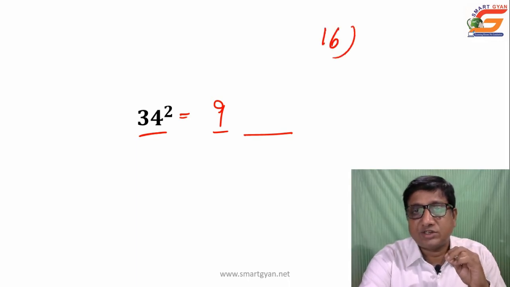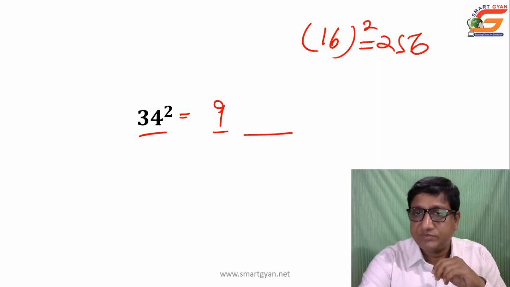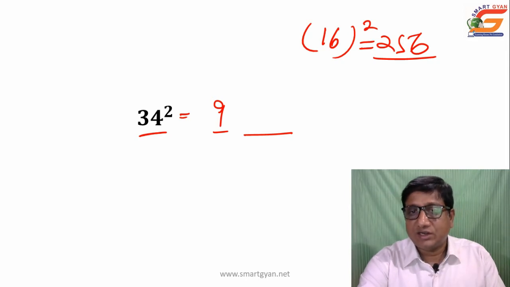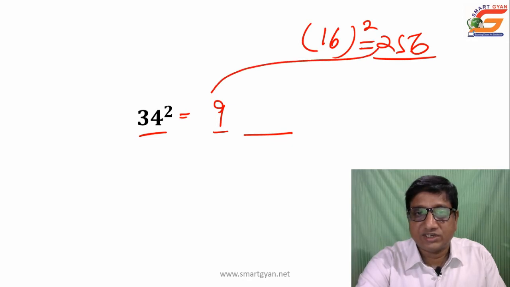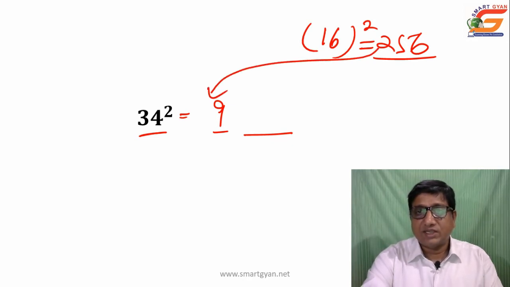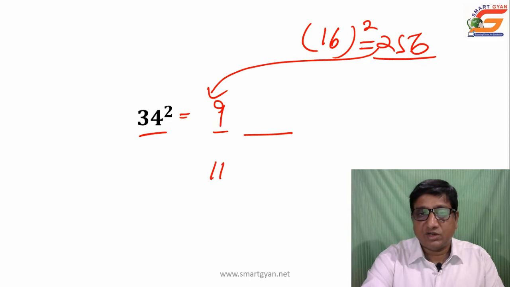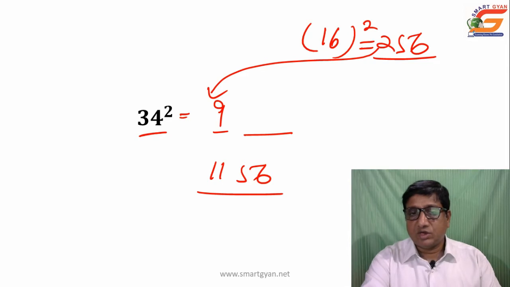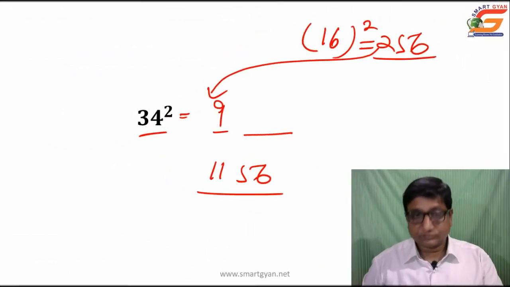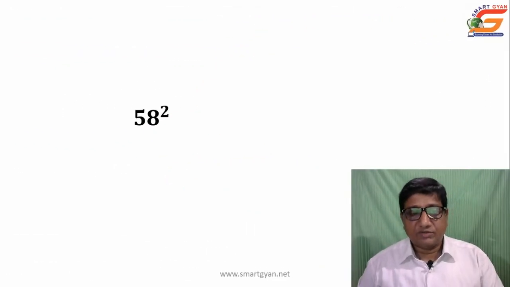We know that 16 square is 256; this we have to learn in our prerequisites. 256 is a 3-digit number. We cannot write a 3-digit number straight here. That's why we carry 2, the leftmost digit, and add it to the left part. That is 9 plus 2, 11, is your left part, and the right part is the remaining 2 digits. That's it: 1156. So 34 square is 1156. One more, that is 58 square.